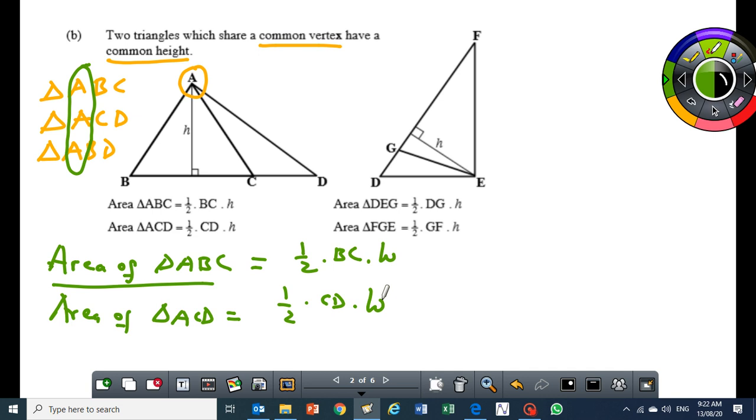So, from your knowledge of solving, this cancels with that, the H cancels. So the ratio of their areas will be equal to the ratio of their bases. But for you to be able to come to this conclusion, you need to start by identifying a common vertex.